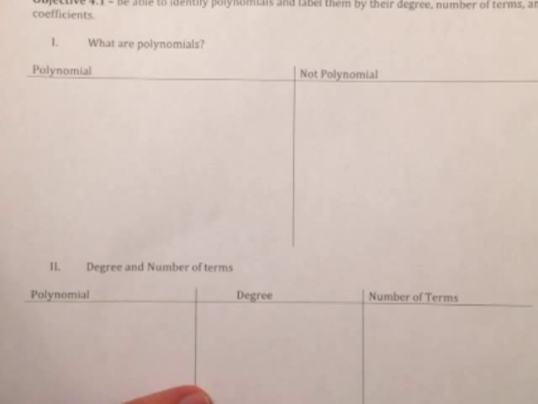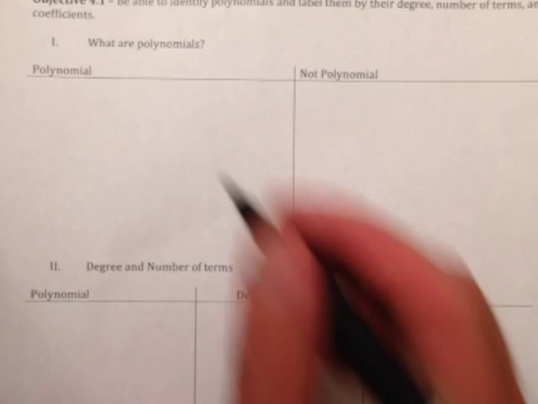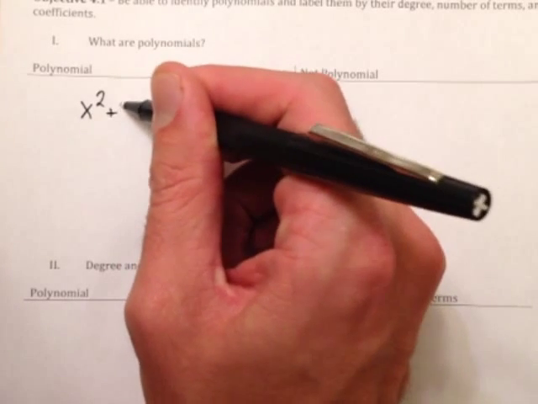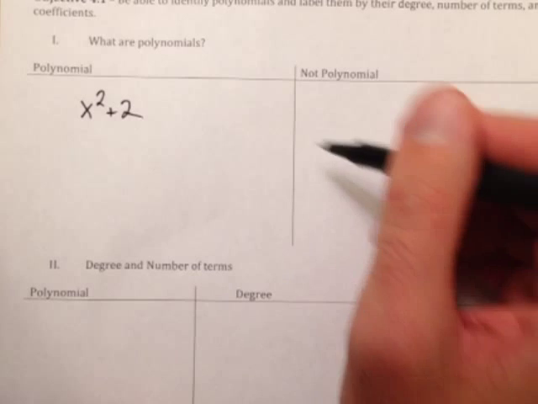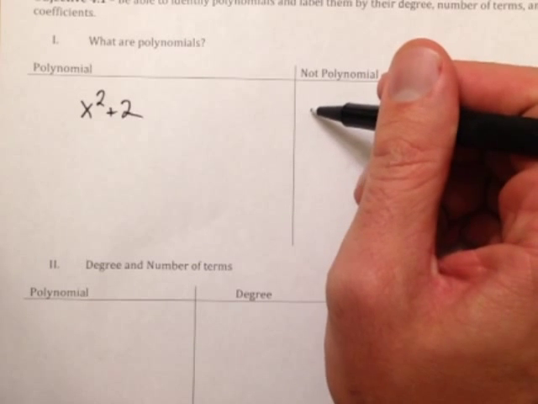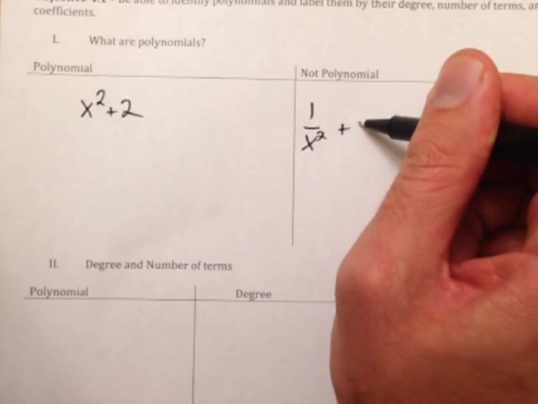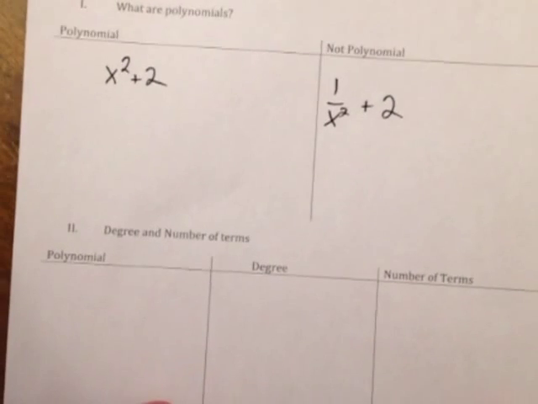When you think you've got it figured out, try to write down what you think a polynomial is, or at least what a polynomial is not, and at the end I'll reveal things and tell you. So, x squared plus 2, that is a polynomial. Not a polynomial would be 1 over x squared plus 2. That's not a polynomial. Nope, don't want that.